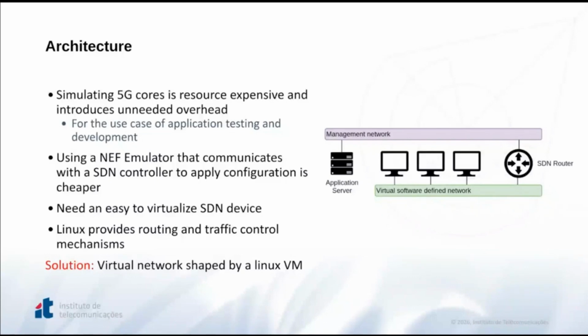To do this, we required some SDN device that could function as a router, could be easily virtualized, and could perform some traffic policing and shaping to enforce the QoS profile. As it turns out, Linux can actually do this quite well. It has a traffic control subsystem that performs all of these operations. And so we can simply run a standard Linux VM acting as a router and have it enforce QoS profiles.